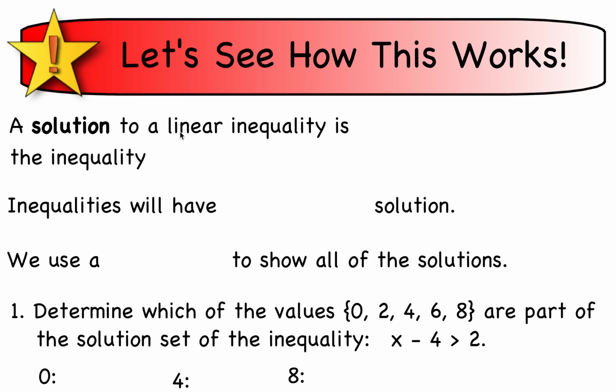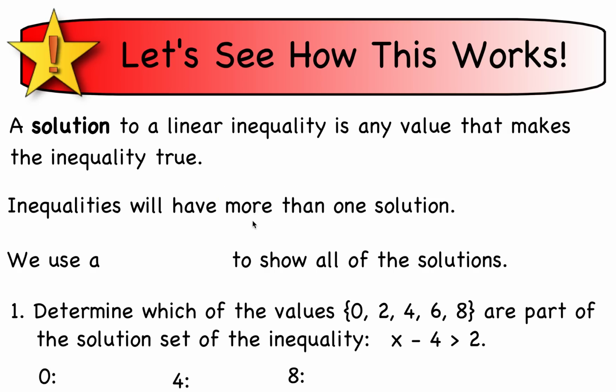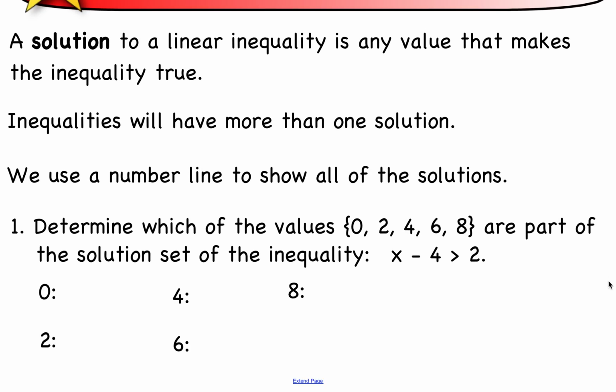So let's see how this works. A solution to a linear inequality is any value that makes the inequality true. Okay, so the solution or the solutions, plural, are just values that make the inequality true. And inequalities will have more than one solution. And so to represent those solutions, to show all the solutions, we use a number line. And so let's go ahead and take a look at what that's going to look like.